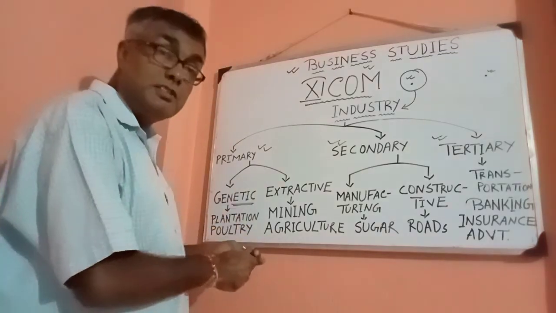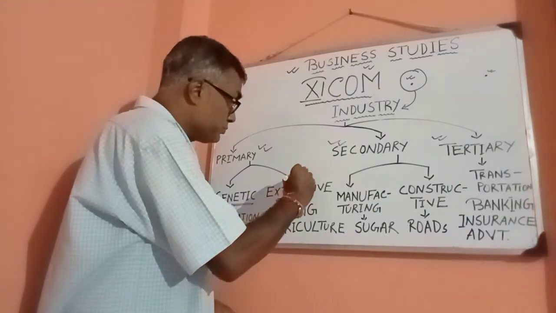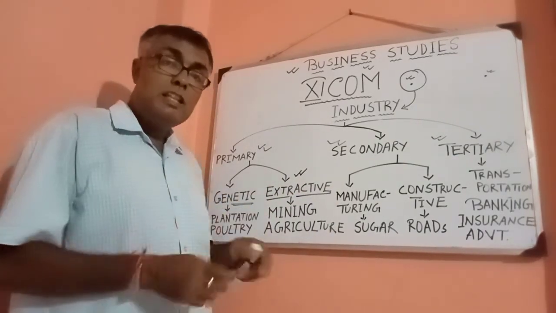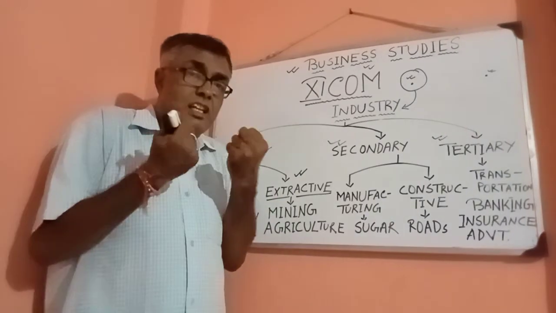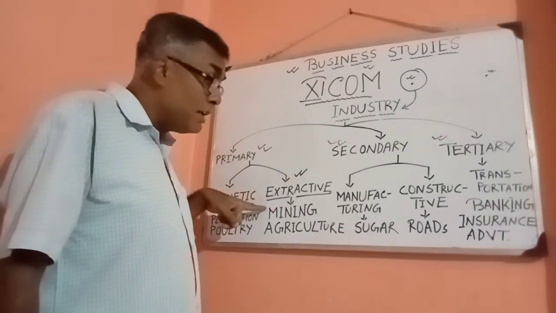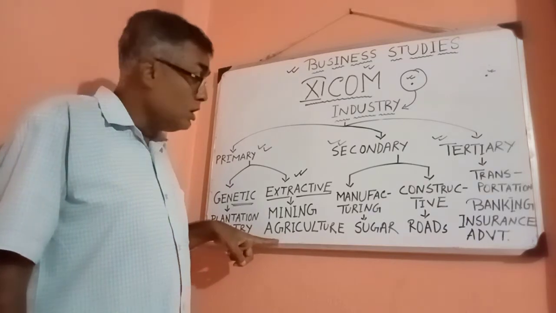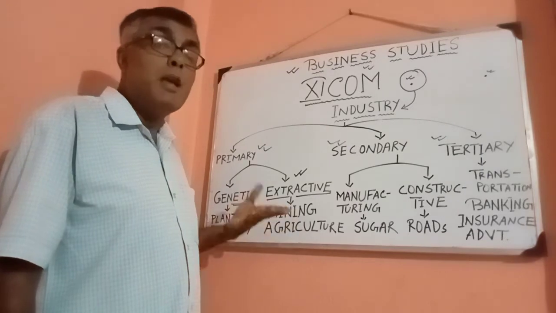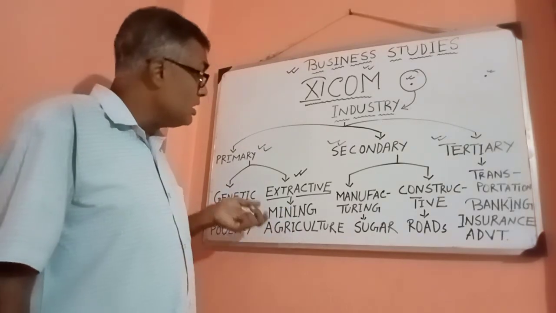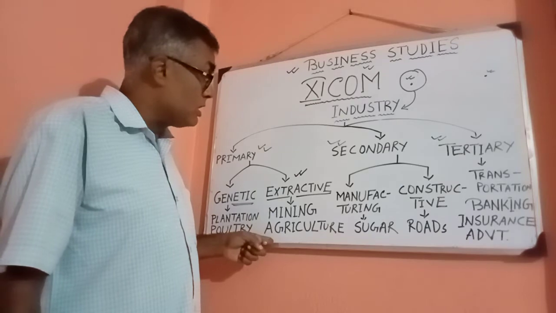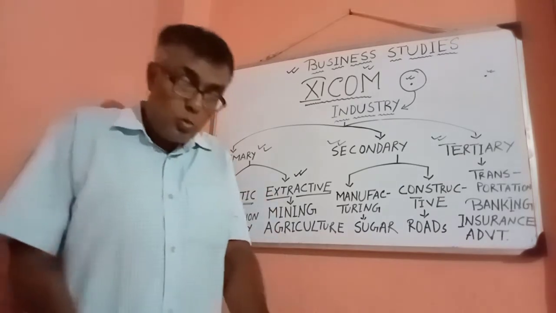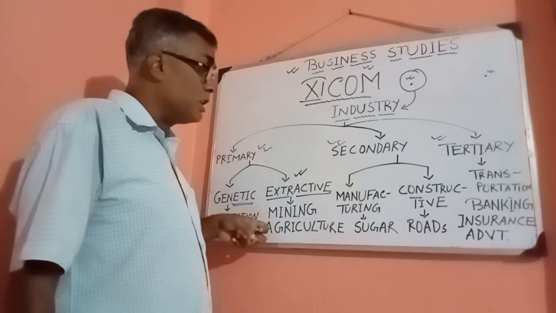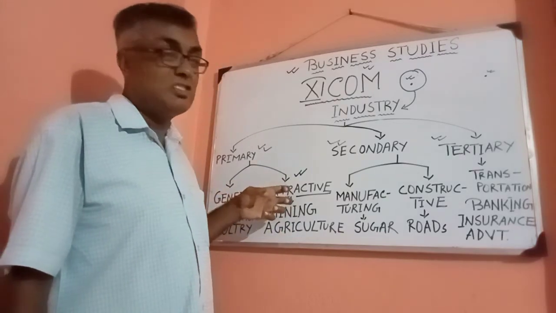Then it is written extractive industry. What is extractive industry? It is that which is generally extracted from the earth. It is written mining and agriculture. Obviously, different agro products, it may be jute, it may be rice, wheat. That is mining and agriculture. That is extractive industry. We are extracting this from the earth, mining and agriculture. This will come under the scope of extractive industry.